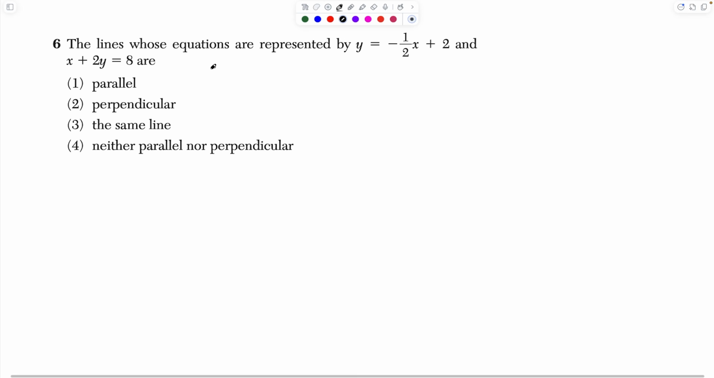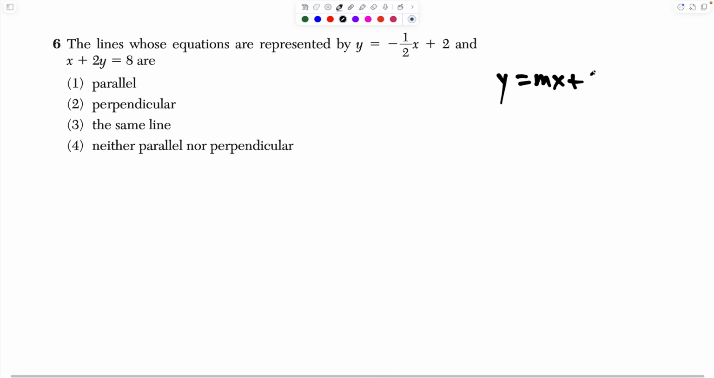Question 6, the lines whose equations are represented by y equals -1/2 x plus 2 and x plus 2y equals 8 are, and we have these answer choices: parallel, perpendicular, the same line, neither parallel nor perpendicular. So for this one here, the most useful formula we have is y equals mx plus b.